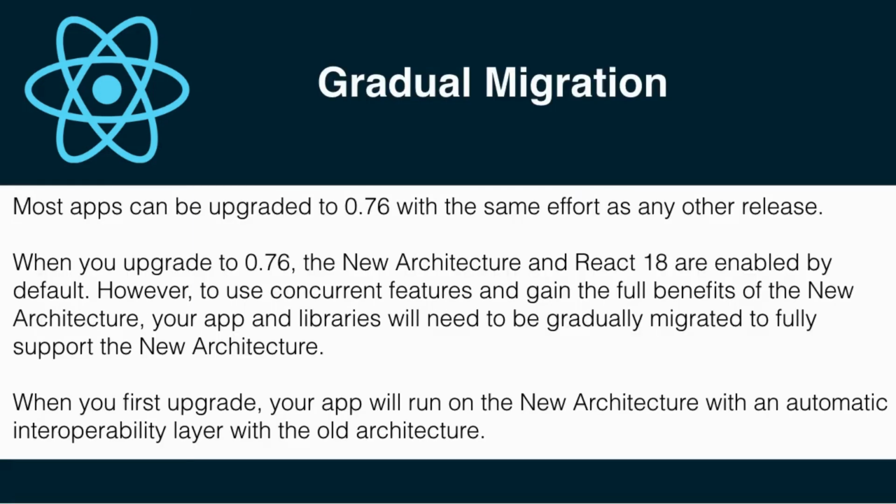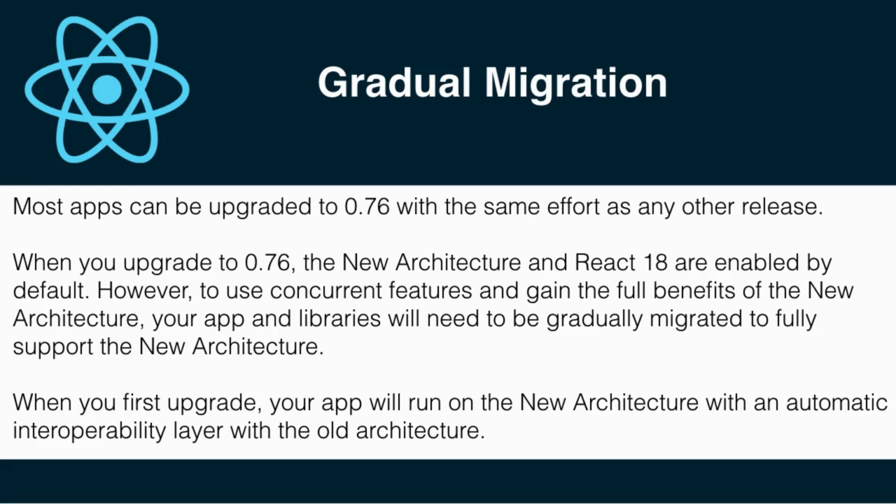Gradual migration. Most apps can be upgraded to 0.76 with the same effort as any other release. When you upgrade to 0.76, the new architecture and React 18 are enabled by default. However, to use concurrent features and gain the full benefits of the new architecture, your app and libraries will need to be gradually migrated to fully support the new architecture.